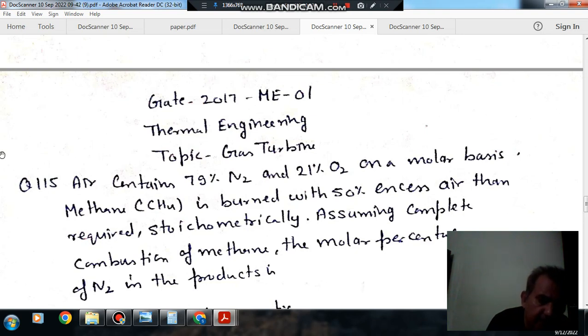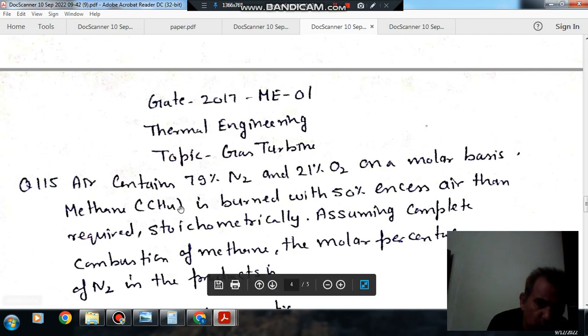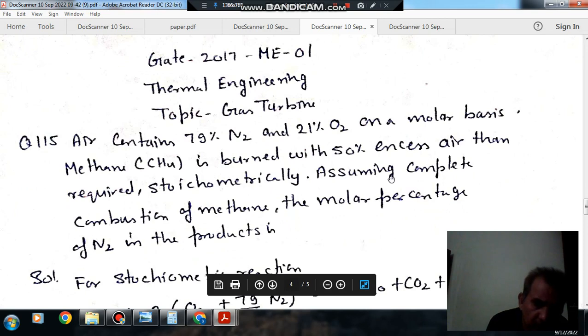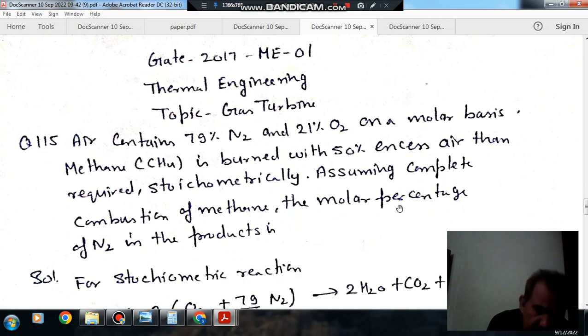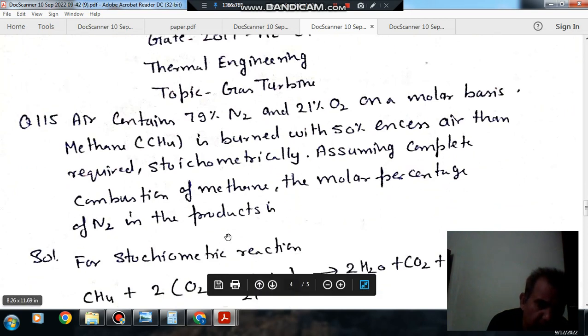The topic is gas turbine. Question number 1185 from GATE 2017 ME-01: air contains 79% N2 on a molar basis. Methane CH4 is burned with 50% excess air than required stoichiometrically. Assuming complete combustion of methane, the molar percentage of N2 in the product is.